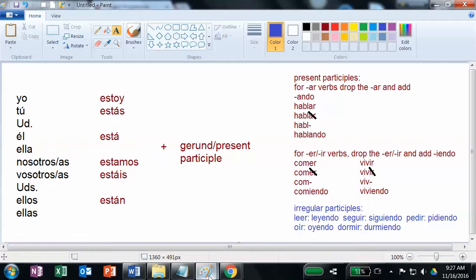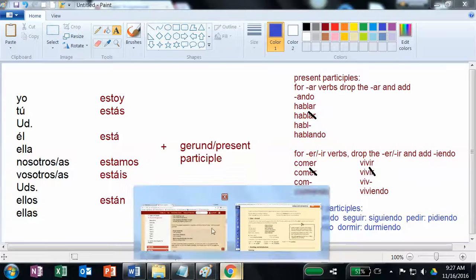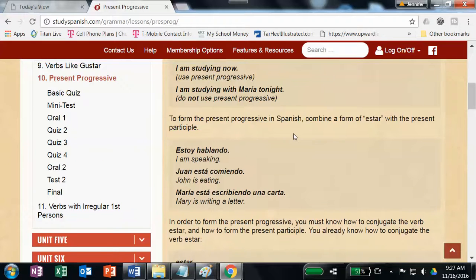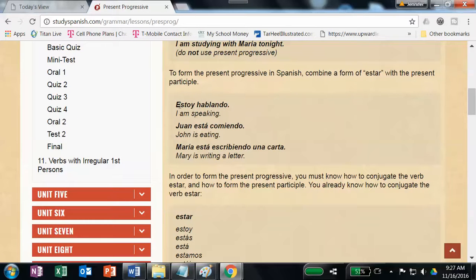Okay, so let's do a little bit of practice. So if we go back over here, to form the present progressive, combine a form of estar with the present participle. So estoy hablando, that's I'm speaking. Juan está comiendo. So the participle, the thing that the person is engaged in, does not change for different subjects. It's the estar that changes to let you know who it is that's doing the speaking, the eating, the writing, etc. So when you're using the present progressive, change your estar to match the subject, the person who's doing the speaking, the eating, the writing, and then the actual speaking, eating, writing, you just form the present participle and you use that for everybody.